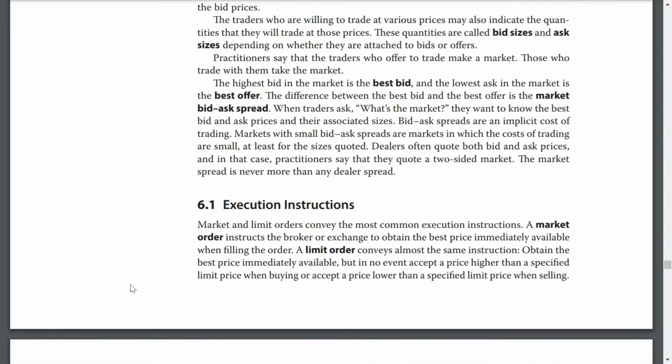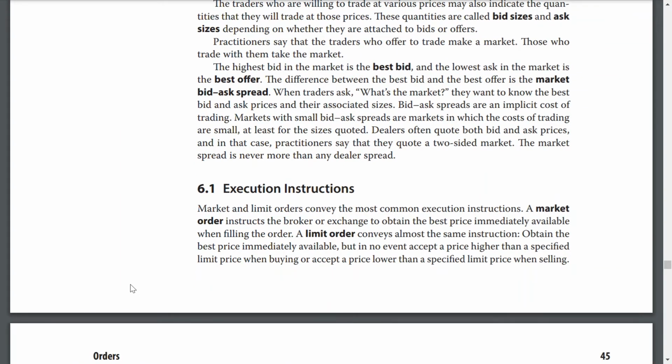Execution instructions: market and limit orders convey the most common execution instructions. A market order instructs the broker or exchange to obtain the best price immediately available when filling the order. A limit order conveys almost the same instruction: obtain the best price immediately available, but in no event accept a price higher than the specified limit price when buying, or a price lower than the specified limit price when selling.